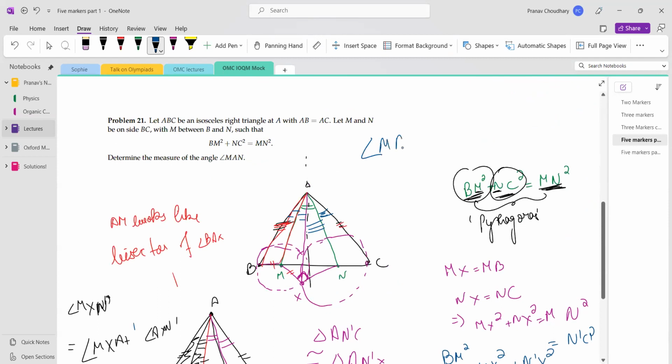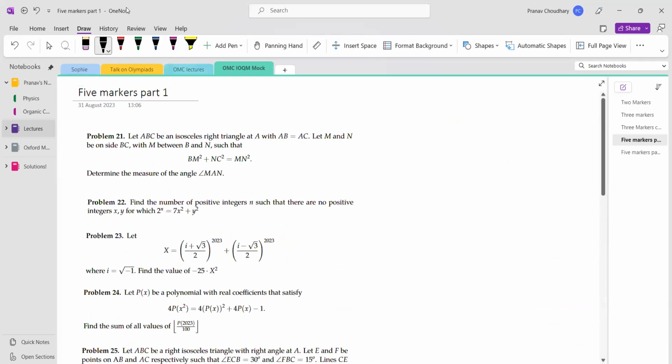So now angle MAN is equal to angle BAC by 2. Let's take a different one. MAN equals angle MAX plus NAX. Angle MAX is this angle by 2, and this angle is this angle by 2. So overall, this is 90 by 2, which is 45 degrees. So the answer to the 21st problem is 45. Let's move on to problem number 22.